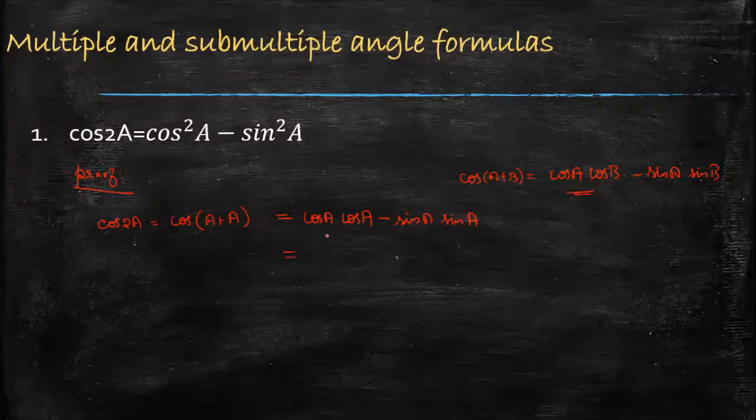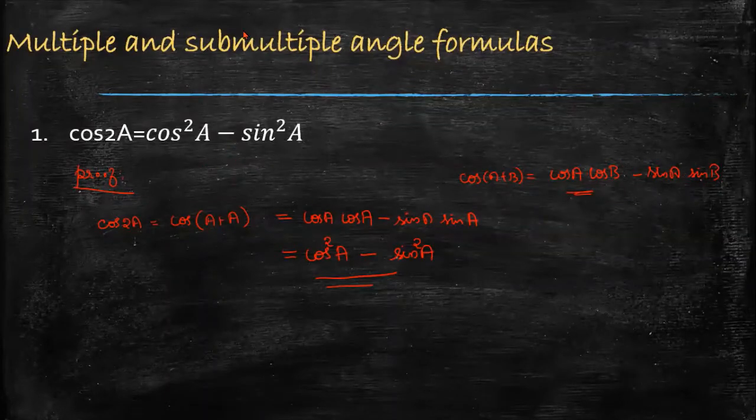Now what happens: cos A into cos A is cos A squared, we write it as cos square A. Sin into sin means sin A squared, we write it as sin square A. So we have got the answer. Cos 2A is cos square A minus sin square A. So this is how we prove.